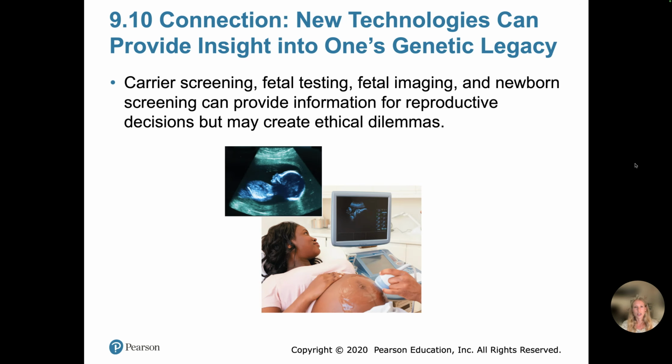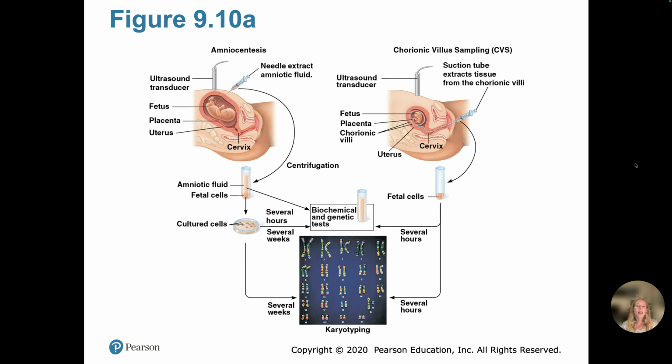We're going to talk about two types of fetal testing: amniocentesis and chorionic villus sampling. Both of these allow you to get a karyotype of the chromosomes of the developing embryo. In amniocentesis, a needle extracts the amniotic fluid from around the embryo. That amniotic fluid contains some cells from the fetus. Those cells are then cultured for several hours to several weeks, and after that you can get a karyotype, and you can do biochemical and genetic tests on those cells.